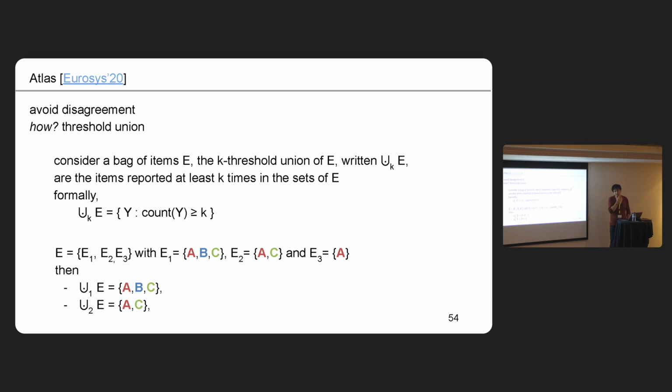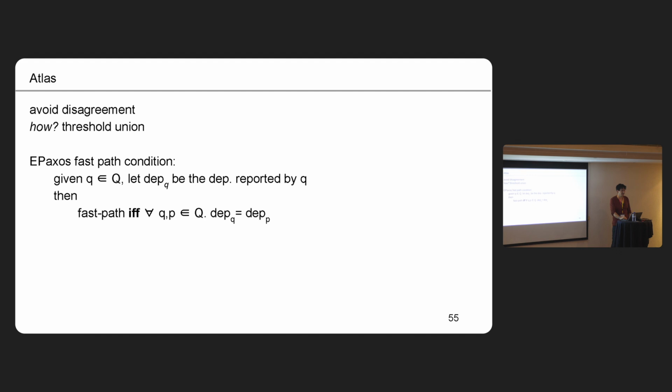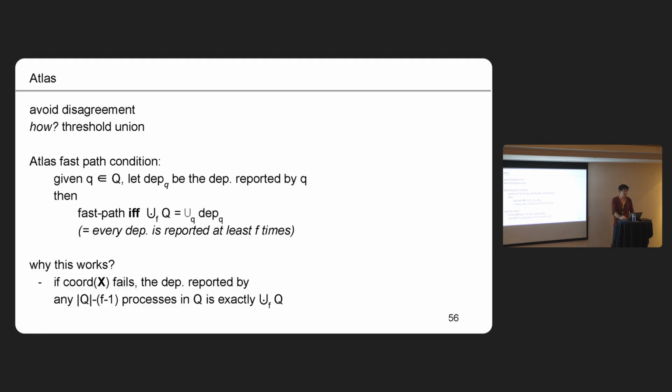Okay, is it good, the threshold operator, threshold union? You take what is reported at least k times, sorry. And this is the fast path condition of egalitarian Paxos: everybody in the fast path returns the same value. So you take the fast path if you're sure of this, and we swap it with this condition that says the union of the dependencies being reported, where each of those dependencies is reported at least f times. If we have that, we are good. We can take the fast path.